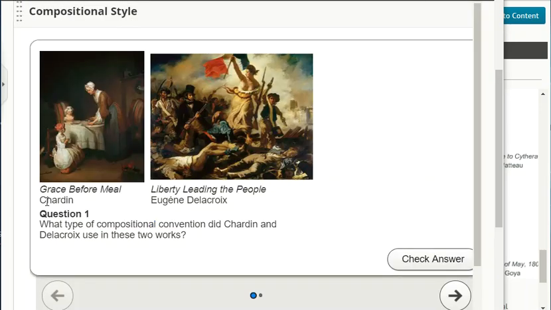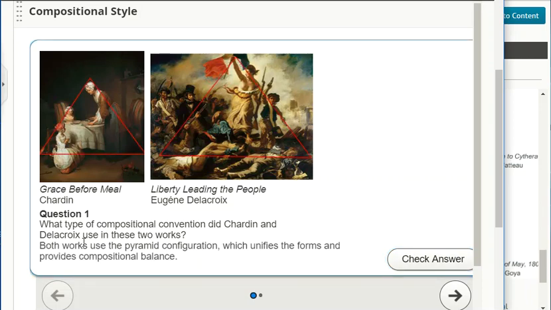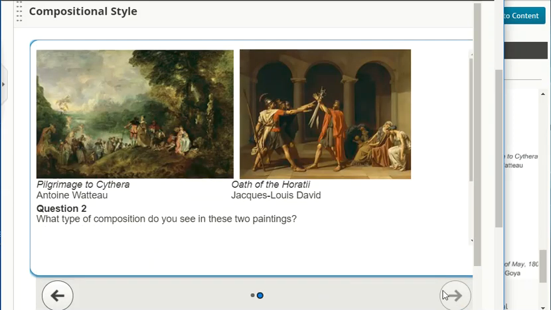Compositional style. We have Grace Before Meal by Chardin and Liberty Leading the People by Delacroix. Question 1. What type of compositional convention did Chardin and Delacroix use in these two works? Both works use the pyramid configuration, which unifies the forms and provides compositional balance.